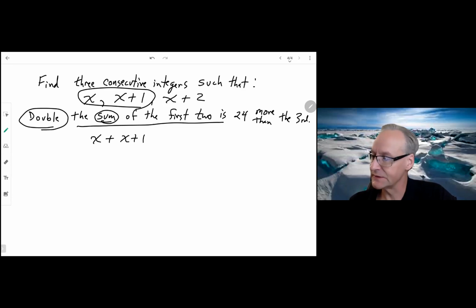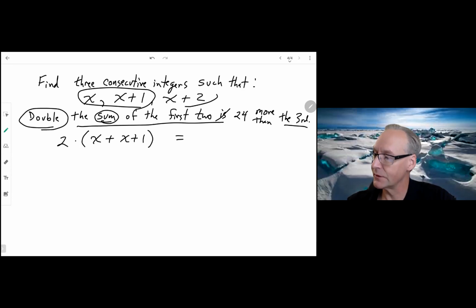So watch this. I'm just going to write exactly what I said here. The sum of the first 2, and then I double it. Well, guess what? You're going to get it wrong if you write that, because 2 times x plus 1 is not the same as if you take the sum. It is very important that you include the parentheses. Is is my short version of is equal to 24 more than the third integer.